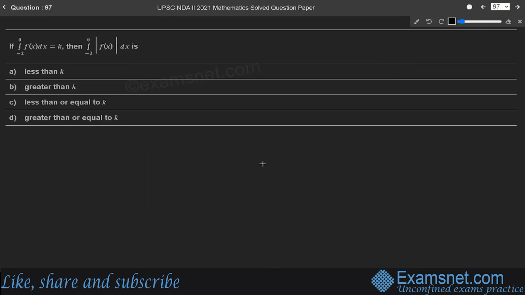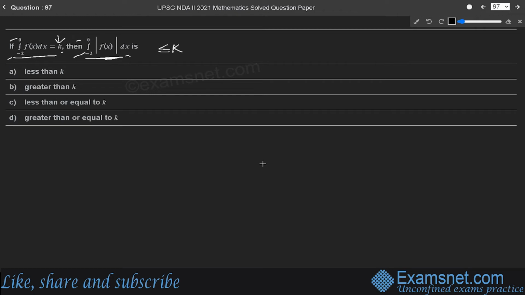Next question is, if integral of minus 2 to 0 f of x dx is equal to k, then integral of minus 2 to 0 modulus of f of x dx is. The value for integral of f of x is k. We have to find the value for modulus of f of x. Here you can see that the limits are the same, which is minus 2 to 0, and here also there is minus 2 to 0. But for the modulus of f of x, the value will be less than or equal to k.